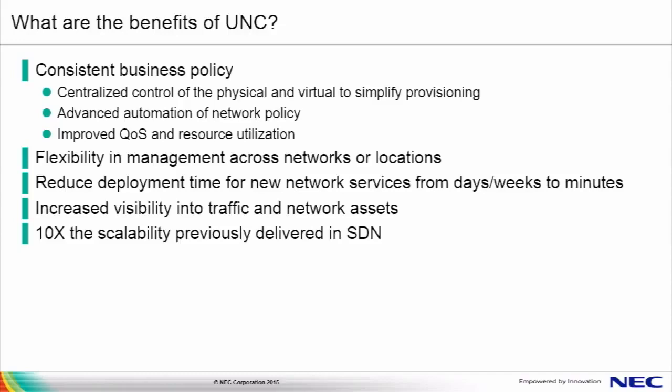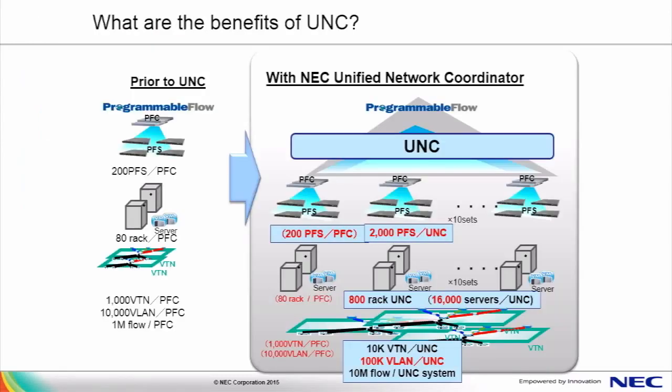The UNC enables 10 times the scalability previously delivered by a single PFC, as we'll see more in the next slide. In this diagram, to the left, we see prior to UNC, a single programmable flow controller could manage 200 programmable flow switches, 80 physical racks of servers or virtual machines, 1,000 virtual tenant networks, or 10,000 VLANs, and 1 million flows. Now with the introduction of the UNC, we can manage 10 separate deployments of programmable flow controllers. This gives us 10 times the scalability previously seen in SDN.